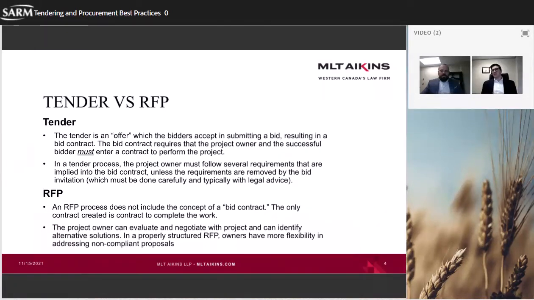Sorry, I'm just seeing a good question. RFP is request for proposals. So yes, thank you. Nomenclature issues like that we'll cover as we get to them.